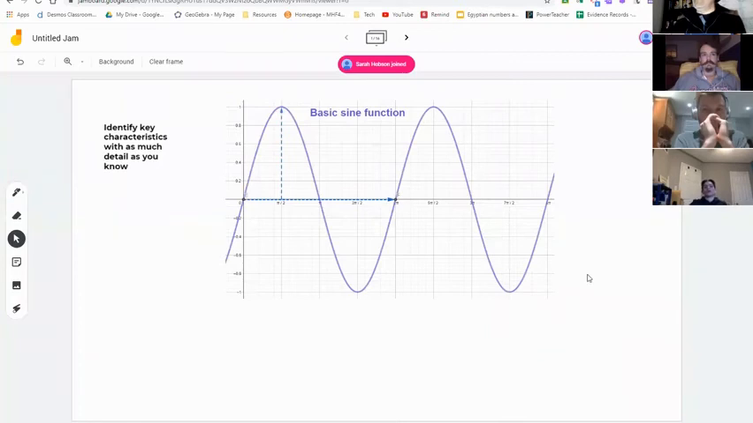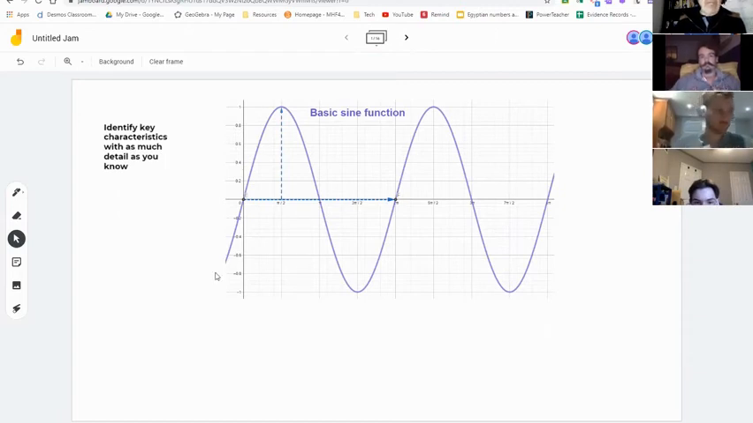So here's our basic sine function, like we talked about. What I want you to do, this is kind of a recall, see what you know kind of thing. So I want you and your partner or partners to give me the key characteristics of this function. As many as you know, as many as you remember, or if there's some that you don't remember, put a question mark and say, I don't remember what this means. I know I heard the term, but I don't know what it means, okay?